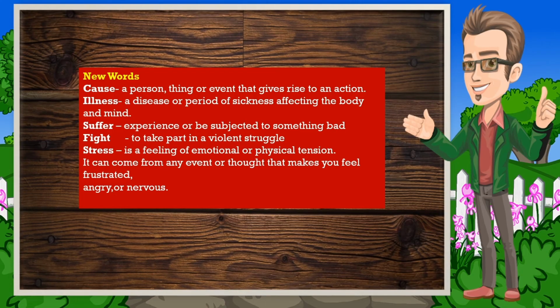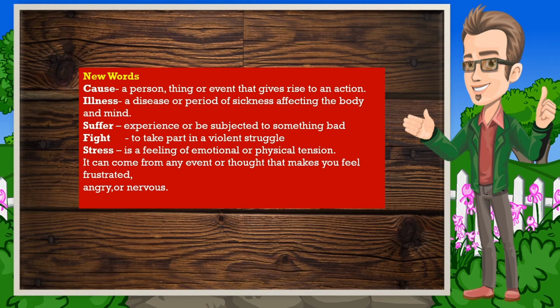Here are some new words that you will be encountering as you go on with another passage entitled Your Body and Stress. Let's study these words. Cause, a person, thing, or event that gives rise to an action. Second word, illness. Illness is a disease or period of sickness affecting the body and mind.